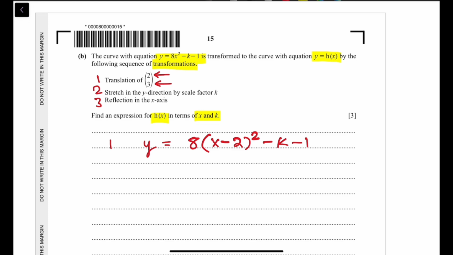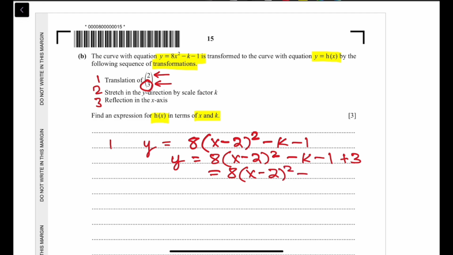But then it says we also have a translation of positive 3, so 3 units up. Whenever it's y, it's outside of the brackets. So we're going to end up with y equals 8 times x minus 2 squared minus k minus 1 plus 3, and that can be simplified to minus k plus 2. Okay, that's transformation number 1.